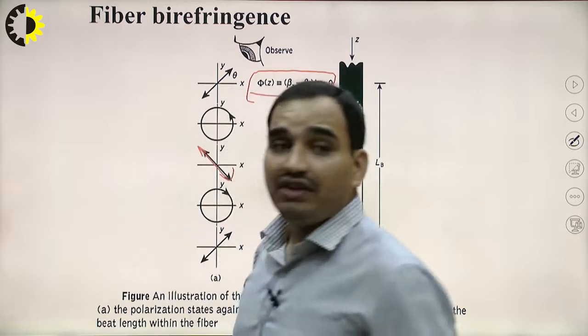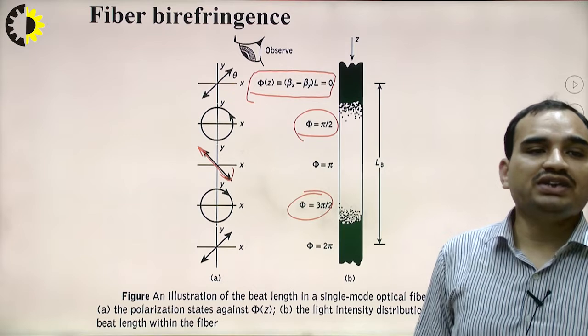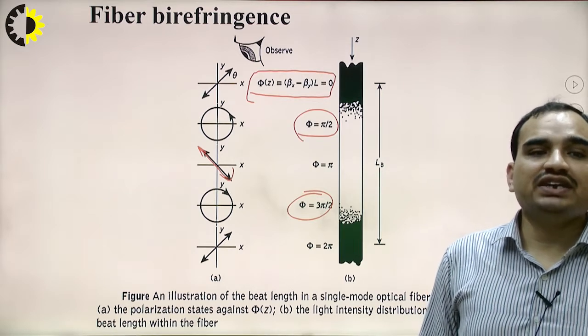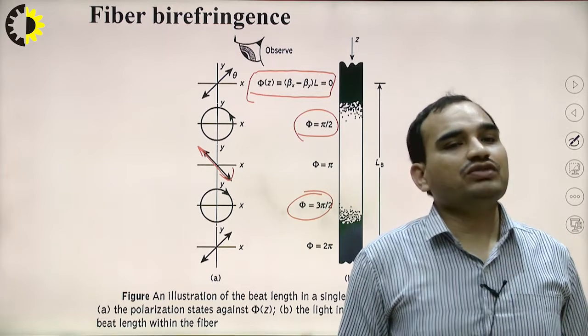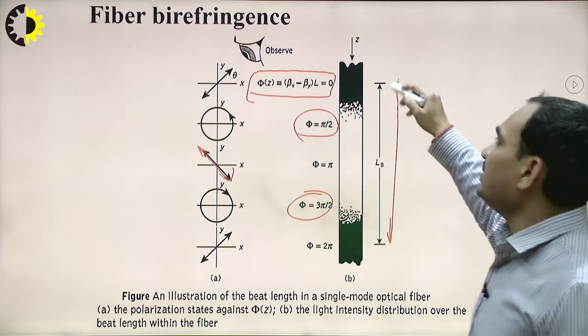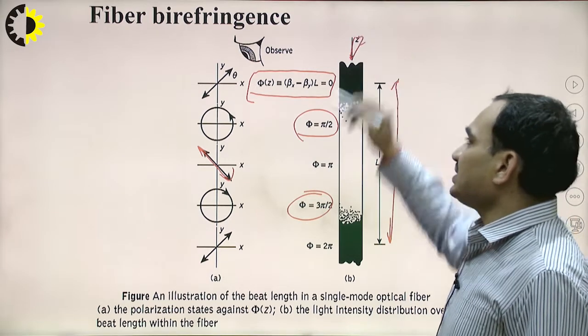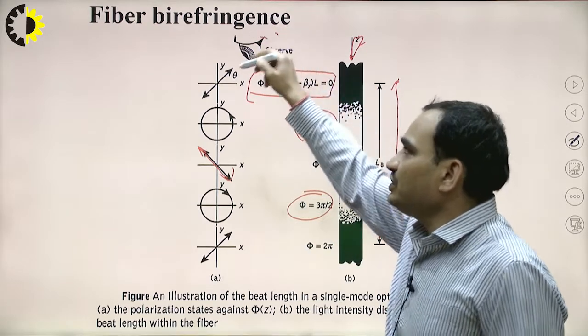So we have an illustration of the beat length in a single mode optical fiber, the polarization states against phi z, that is the phase difference, and the light intensity distribution over the beat length within the fiber. As you can see here, we have the beat length LB, and this is the z-axis. So the observer is observing the light here.